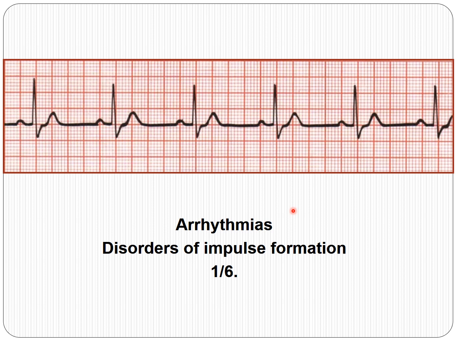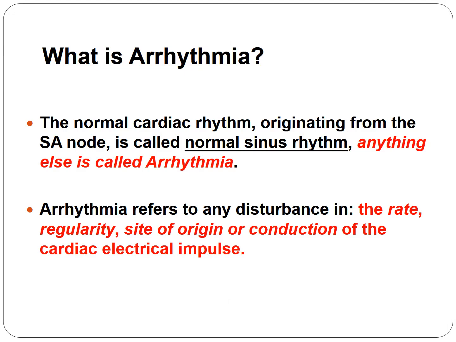In this series of lectures, we are going to talk about arrhythmias. First, we are going to start with disorders of impulse. What is arrhythmia? Arrhythmia, usually, we say that when we do not have a normal cardiac rhythm. What is the normal cardiac rhythm? It's originating from the SA node. So that's called normal sinus rhythm. Anything else is called arrhythmia.